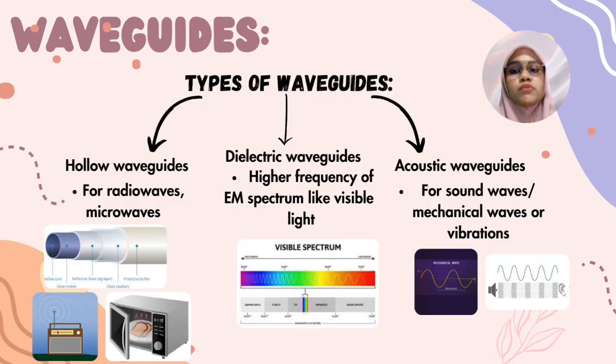So, let us move on to waveguides. We have three types of waveguides, which are hollow waveguides, dielectric waveguides, and acoustic waveguides. For the hollow waveguides, the examples are for radio waves and microwaves. Dielectric waveguides are meant for higher frequencies of the EM spectrum, like visible light. And the last one is the acoustic waveguide, which is common for sound waves, mechanical waves, or vibrations.